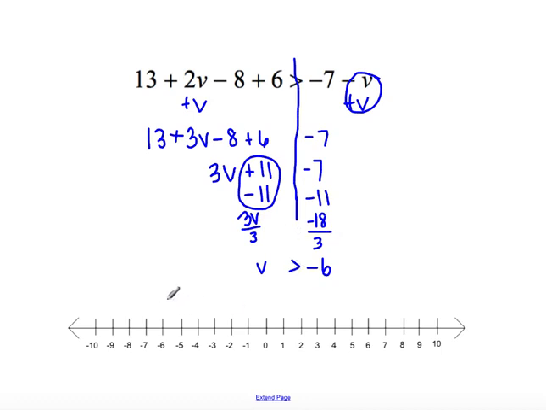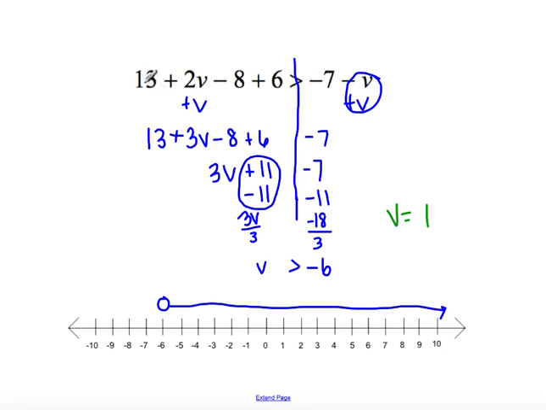So now I'm going to find negative 6. And since it again is greater than, I need to use an open dot. And then I want to point to all the numbers that are bigger than negative 6. And we can check our answer to make sure that we're correct. So if I plug in, I'm going to do an easy one. I'm going to say that v is 1. That is a number that's bigger than negative 6, so we're just going to check to make sure this works.